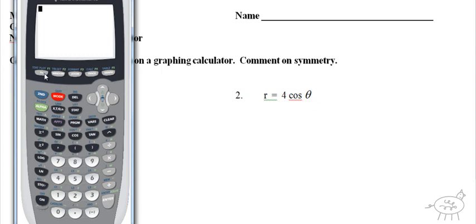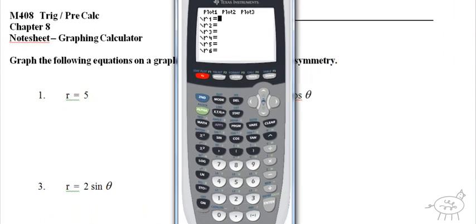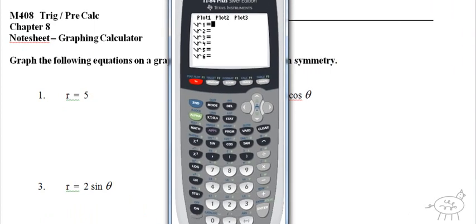Now when you hit y equals, instead of y equals, look what shows up: r equals, which is perfect because that's what we're graphing. We're graphing r equals. Those are some of the equations we did just by converting equations back and forth. Now everything is r equals. All right, so let's look at the sheet that I made for you guys.